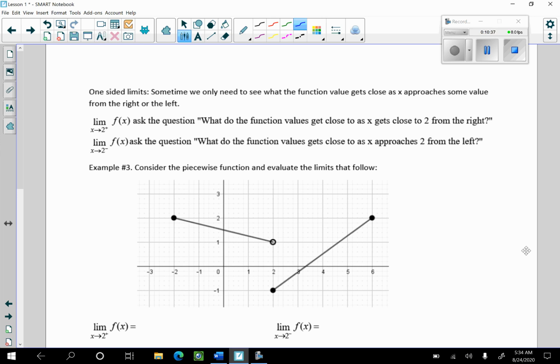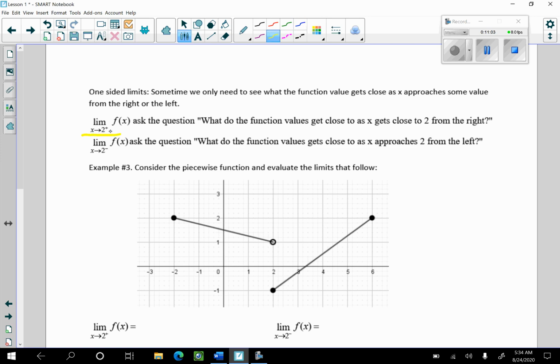Okay, and now we're going to talk about this discussion of one-sided limits. For one-sided limits, we only need to see what the function values get close to as x approaches some value from the right or the left. And again, we have a very different notation here. This funky notation right here.